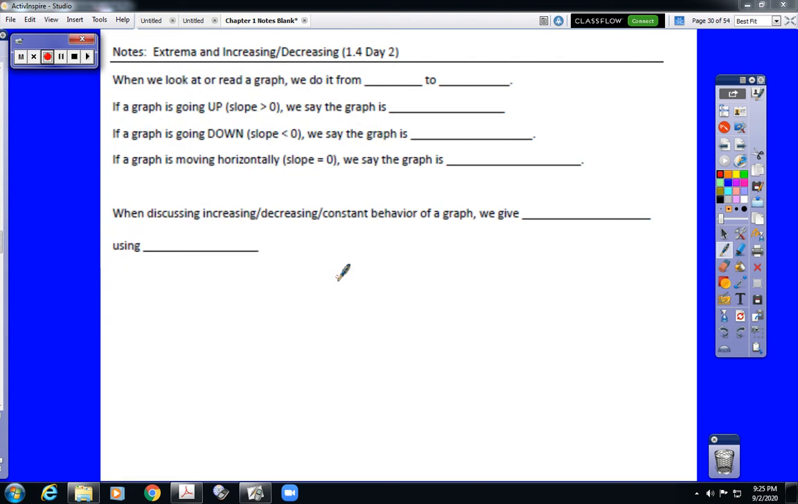Okay, this video is going to cover the second half of the 1-4 notes, which covers what extreme values we have in a function and where the function is increasing, decreasing, and constant. When we look at a graph to read it, and we're talking about domain values and range values, we always read the graph from left to right.